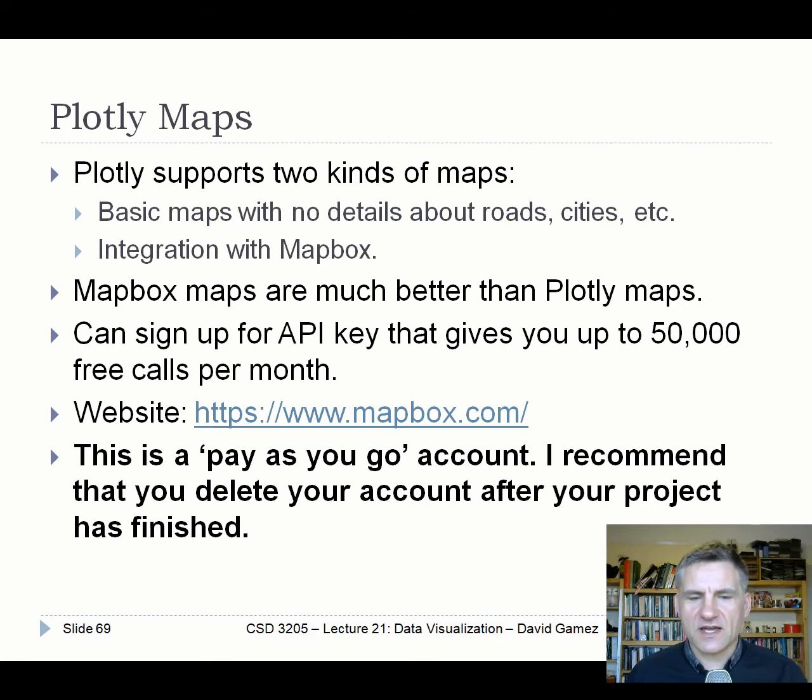And what you can do is sign up for an API key that lets you have 50,000 free calls per month. So for each view of a Plotly Mapbox map, that's one of your free calls. So obviously you're not going to use that up in your project. So you sign up for it here, mapbox.com, and get the API key.